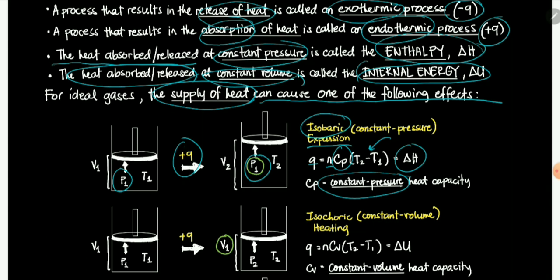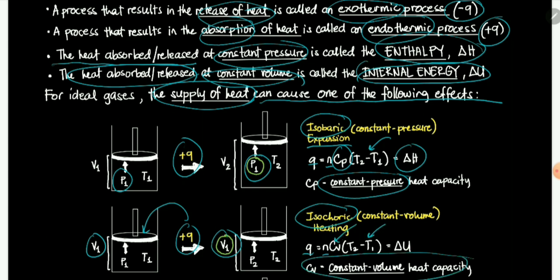Okay? So kapag ka naman nag-input ka ng heat at constant volume, ibig sabihin yung initial and final volume mo ay pareho lang. Okay? So that's an isochoric heating. So hindi nag-expand or nag-contract yung gas mo kasi maintained yung volume. So the equation is Q is equal to number of moles times yung constant volume heat capacity or yung CV times the difference between T2 and T1. So the heat is delta U. Okay? So delta U is heat released or absorbed at constant volume.